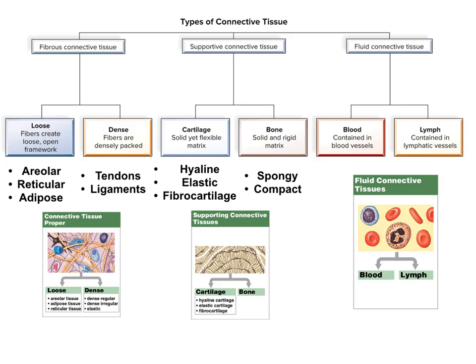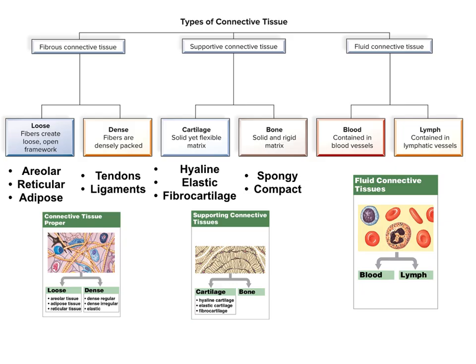Then we have our bone, which is solid and rigid, a solid, rigid matrix. Examples of the different types of cartilage are hyaline cartilage, elastic cartilage, and fibrocartilage, which we'll talk about a little bit later. We have our bone, which is comprised of spongy and compact bone. So we have two different types of bone depending on where it's found. And then we have our fluid connective tissue, which includes our blood and our lymph. Blood is contained in the blood vessels, obviously, and our lymph is contained in our lymphatic system.